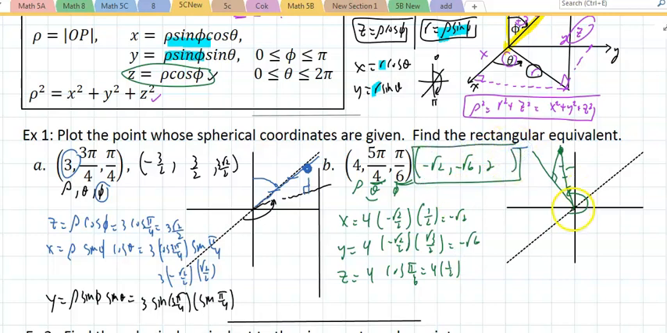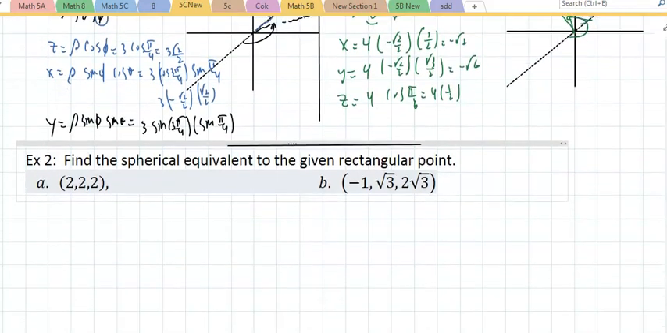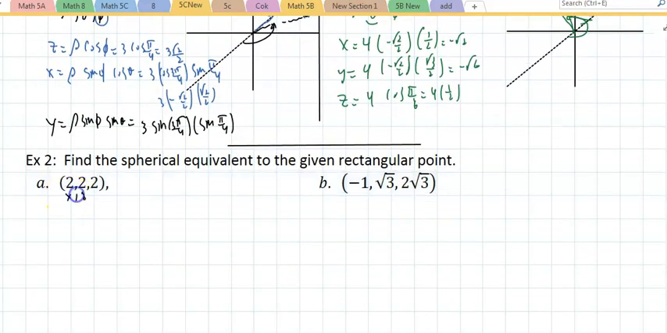So move negative 2 in the negative radical 2 in the x, negative radical 6 in the y, and up, and there you are. Alright, what if I gave you x, y, and z, and I want you to go to rho, theta, and phi? Well, let's see how that works.